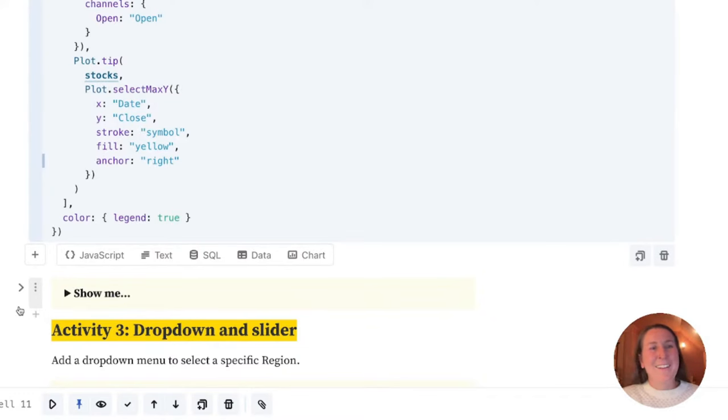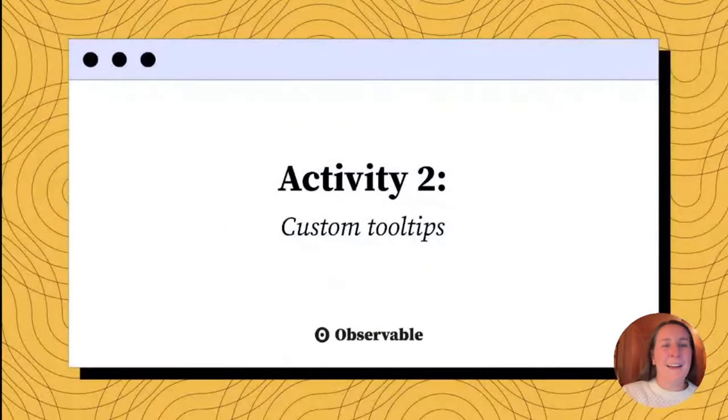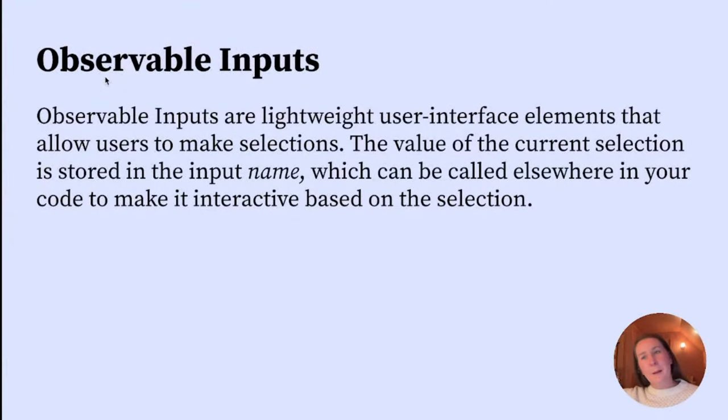All right, so I'm going to hop back to slides, and now we are going to get into the main event for today's interaction, which is Observable Inputs. So Observable Inputs are these lightweight user interface elements, sometimes called widgets, that allow users to make selections. So these are things like radio buttons or checkboxes or a slider bar or a date selector or a text box or many other things that you can think of.